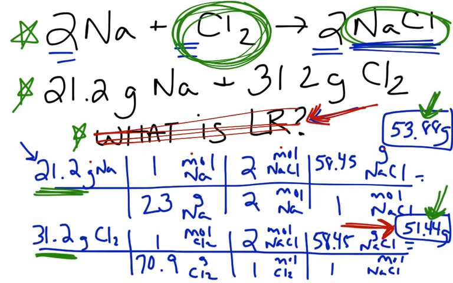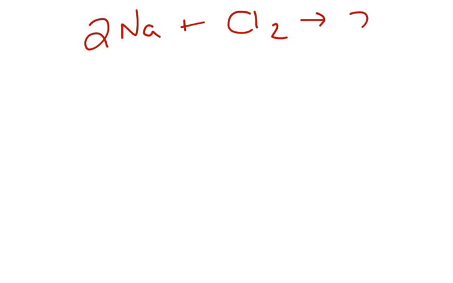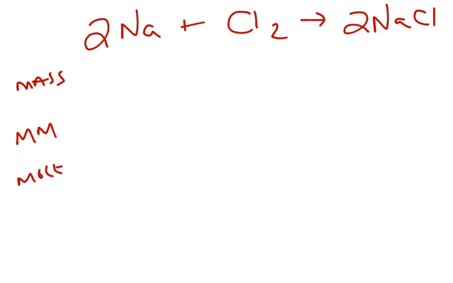Now, on a side note, I told you I'd show you this with a chart as well. So we're going to use the same numbers, 21.2 and 31.2. But you can do this the exact same way with a chart. Okay, I got 2 sodiums, chlorine, 2 NaCl. And I'm going to make my chart. I got mass, I got molar mass, and I got moles.